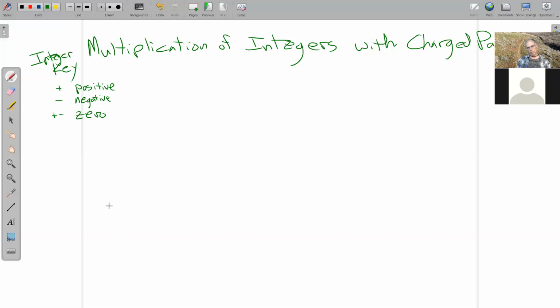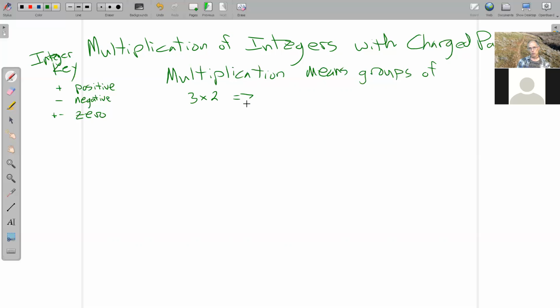And then we've got a bunch of different versions of multiplication. We could do repeated addition. We could do groups of. So let's pick, how about groups of? Multiplication means groups of. And just a reminder of that, 3 and 2 are both integers. So I just want to show what 3 groups of 2 means. So what is 3 groups of 2?